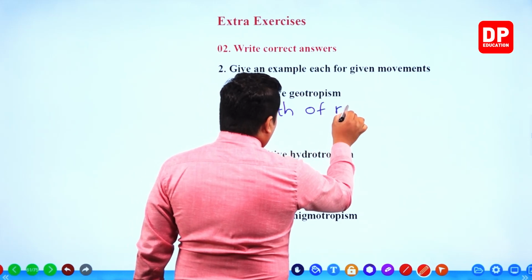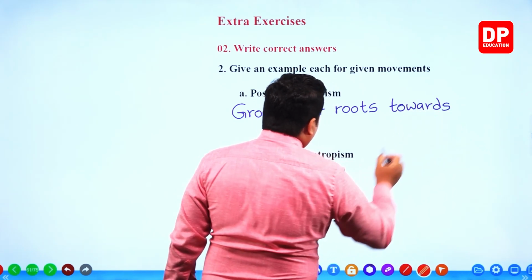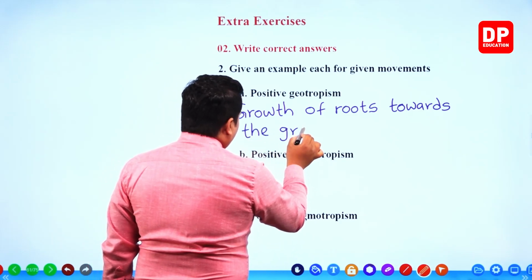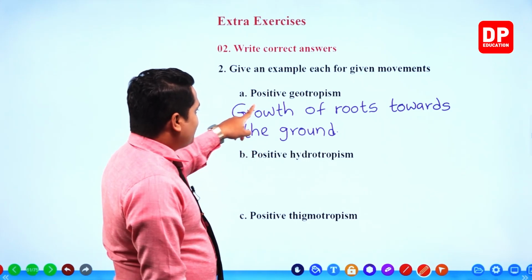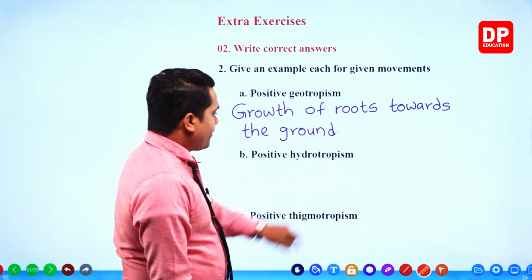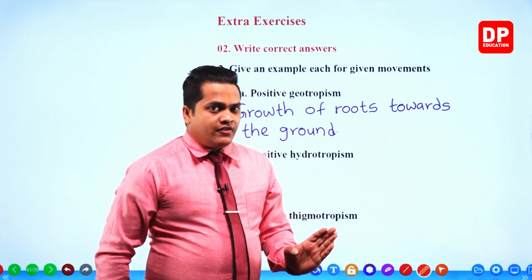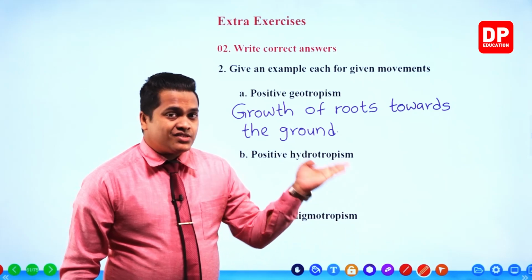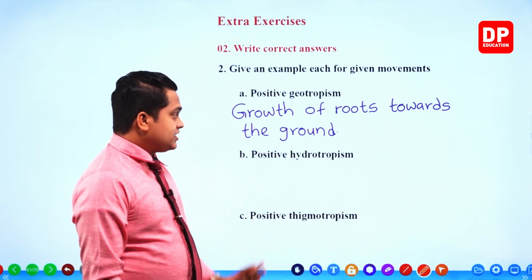Growth of roots towards the ground. So growth of roots towards the ground is a positive geotropism. Next one, positive hydrotropism. Hydro means water, my dear children. Hydrotropism means growing or moving towards or away from a water source. If it is positive, then always towards the water source. So positive hydrotropism is very simple.